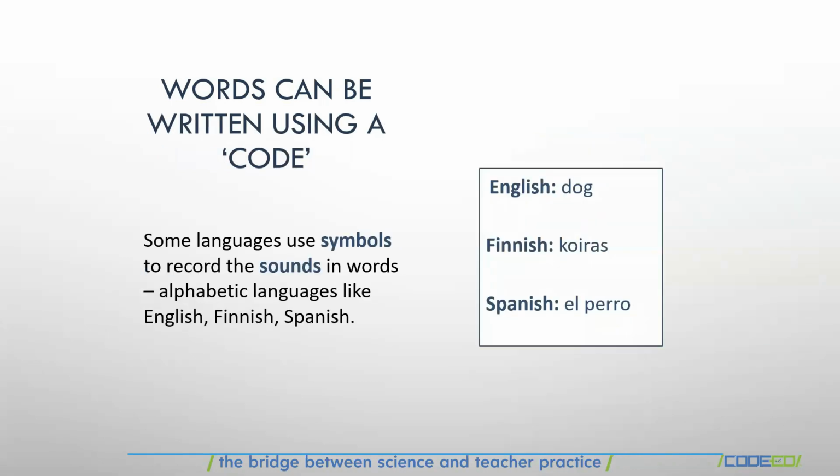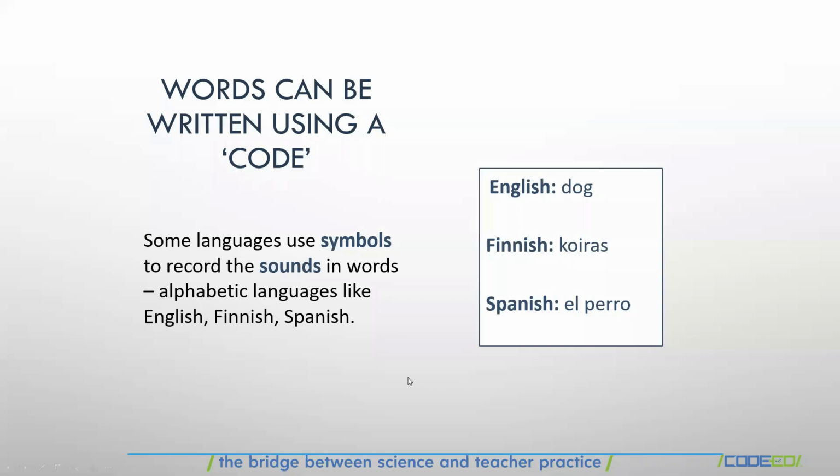But you can also use another technique for recording words, and that is using a code. So some languages, alphabetic languages, use symbols to record the sounds in words. Languages like English, Finnish, Spanish, and many, many other languages. So what we end up with is a symbol for the sounds that make up words. So we've got a D for our D, an O for our O, and a G for our G. Now, I'm not sure of the code for Finnish and Spanish, but the different sounds in those words are written with different patterns, different symbols, but the meaning is still dog.